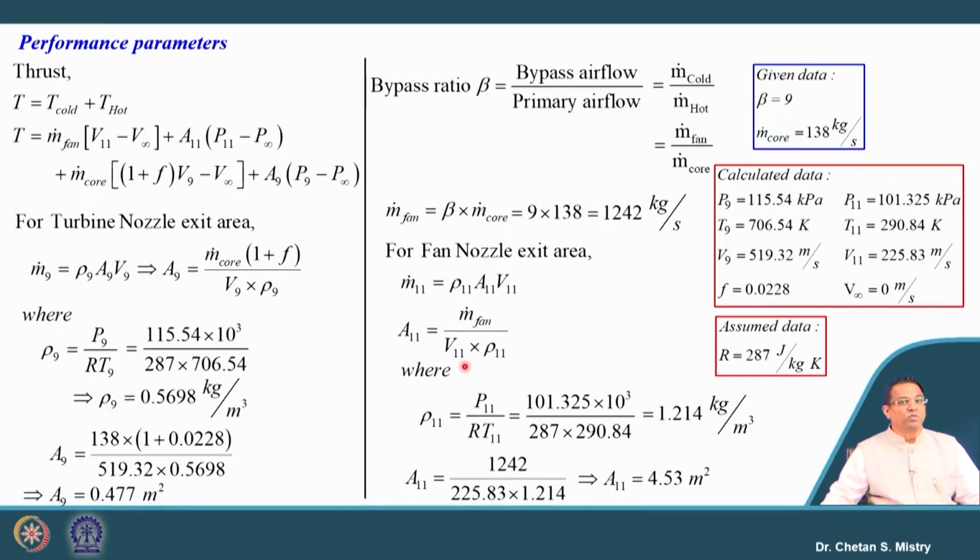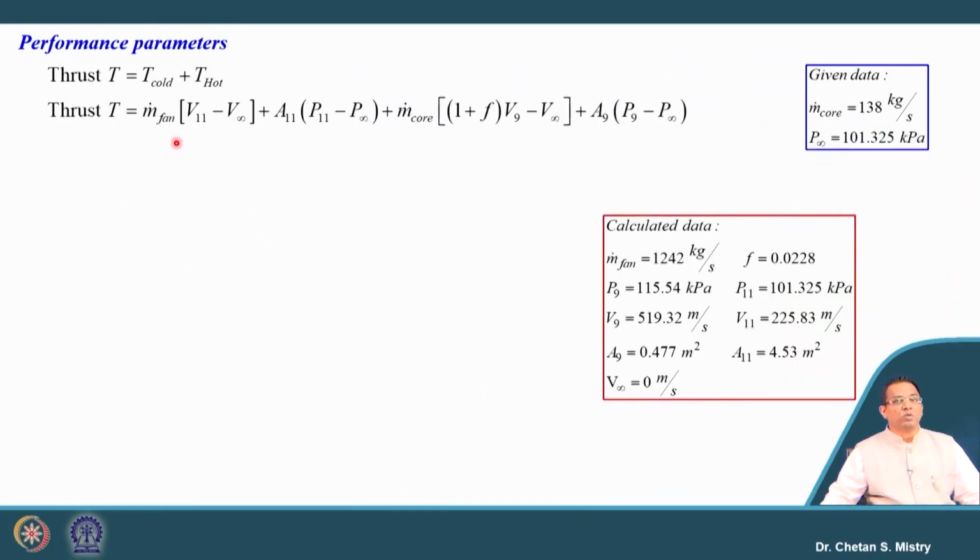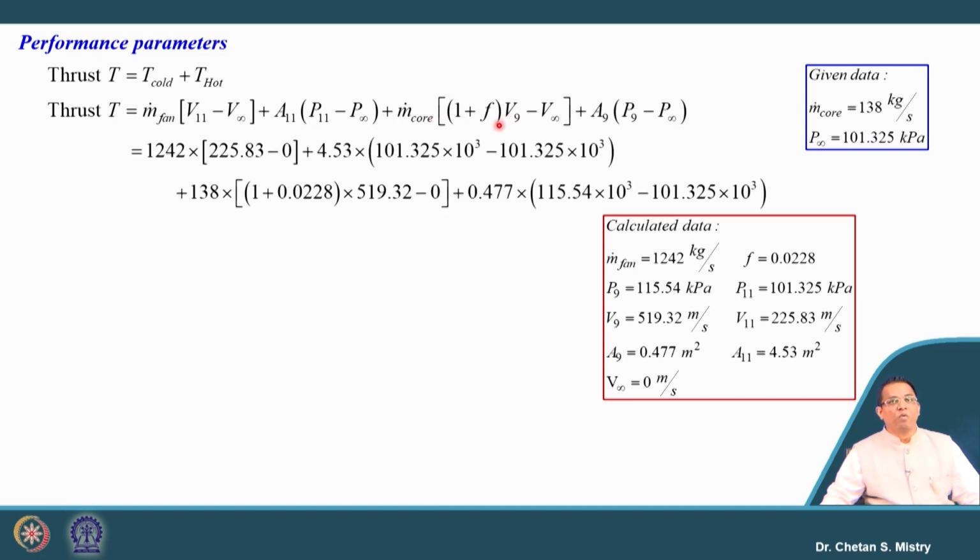Now, since our areas are also known to us, that is what we will put in our thrust equation. So, let us try to write down the thrust equation. This is the thrust equation for the cold thrust, and this equation is for the hot thrust. Now, we have all our numbers available with us, so we will put those numbers. By putting those numbers, our net thrust is coming to be 360.56 kilonewton.